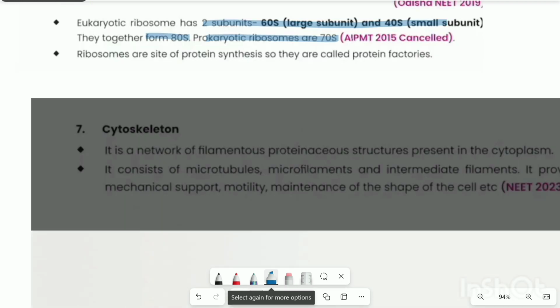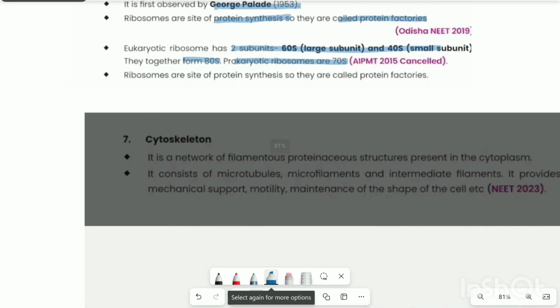Next, the cytoskeleton. This cytoskeleton is a filamentous proteinaceous structure which is present in the cytoplasm, and it consists of microtubules, microfilaments, and intermediate filaments. It gives mechanical support, provides motility, and also maintains the shape of the cell. Microtubules are made of tubulin.